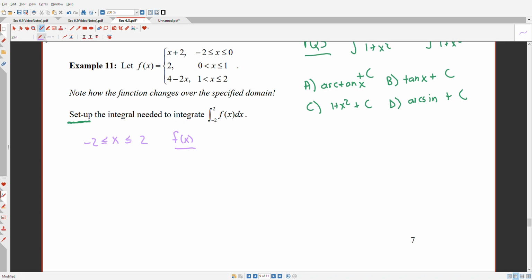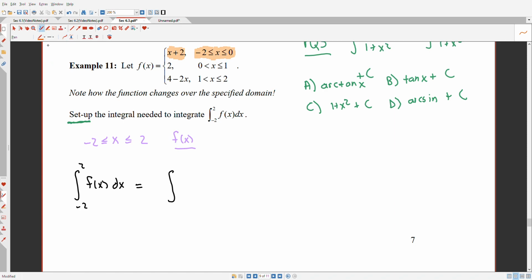And our function, f of x, changes its formula depending on what x is. So the way I would set this up is I would, of course, break up this interval from -2 to 2 using the intervals where my function has different formulas. So maybe we can color code some of this. So maybe it's x plus 2 on this orange interval.